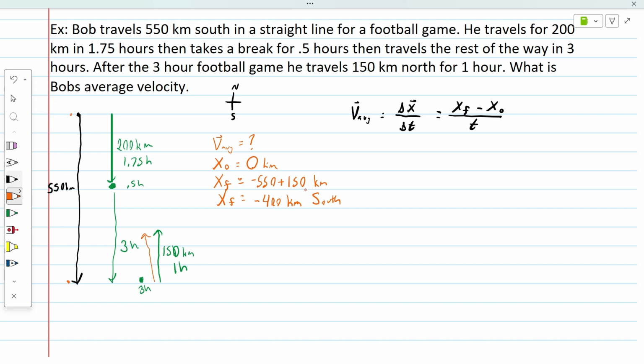All right. And then we have time, right? So how long did this trip take? For this, we'll simply add up each time. So we can add up the 1.75 plus 0.5 plus 3 plus 3 plus 1. And if we add this up, the time will equal 9.25 hours. I'm really just pulling these times for all of these and adding them up. That's the total time of his trip.